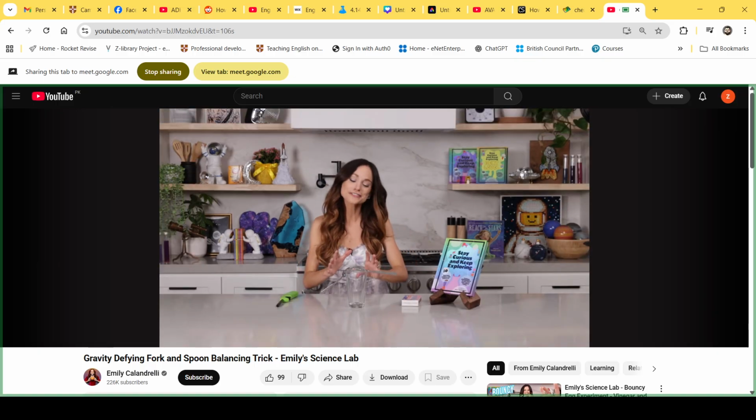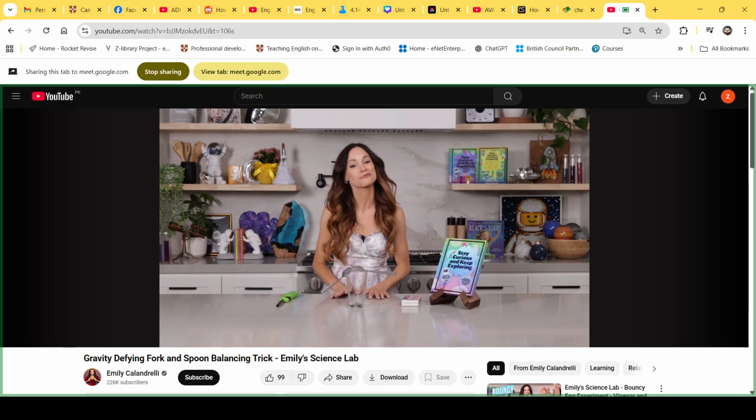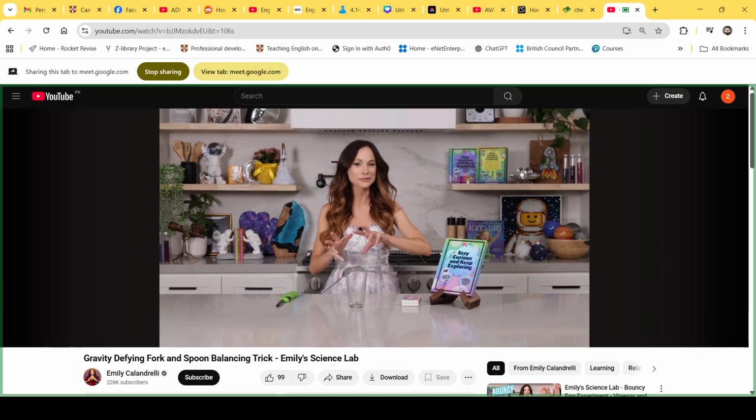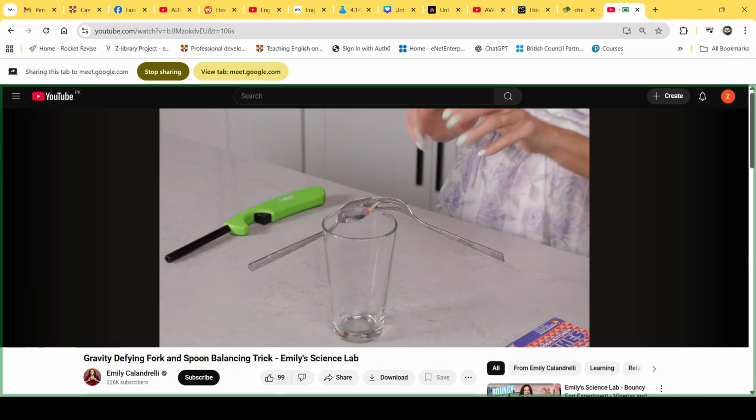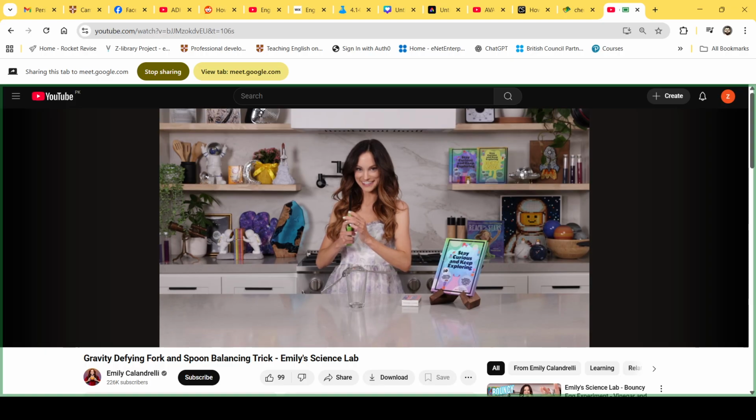If you're having a hard time getting this to work, just play with different forks and spoons because there's variability in the weight and how bendy those prongs are, so just try different ones until you can get it to work. Okay, let's try this again.